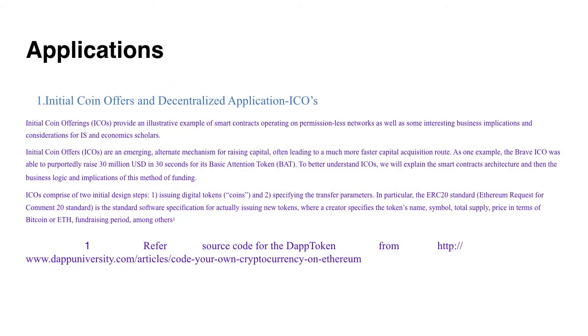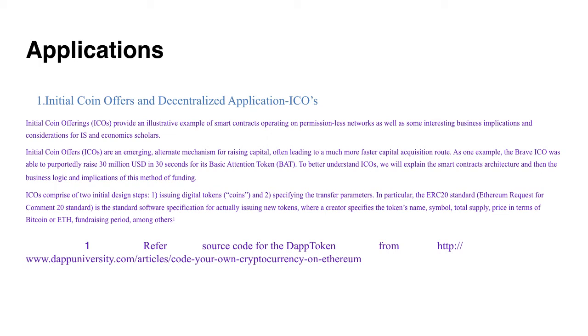What are the different applications of blockchains? Okay, so firstly, smart contracts, initial coin offerings, and decentralized applications. We have seen a whole huge spurt in ICOs. These are smart contracts that operate on permissionless networks and offer several interesting business implications and considerations for both information systems and economics students.